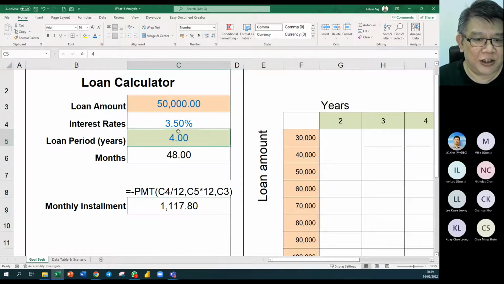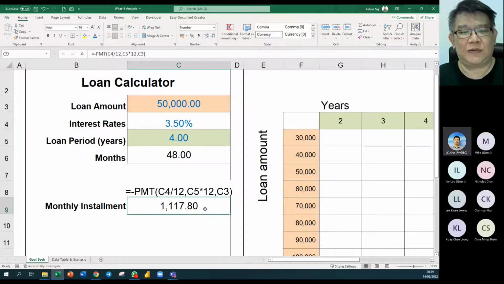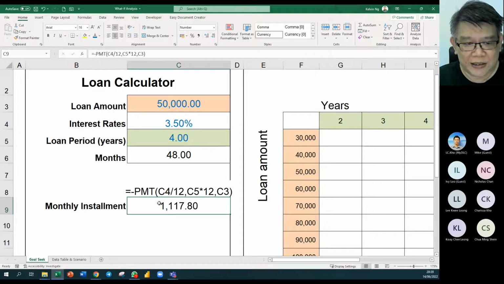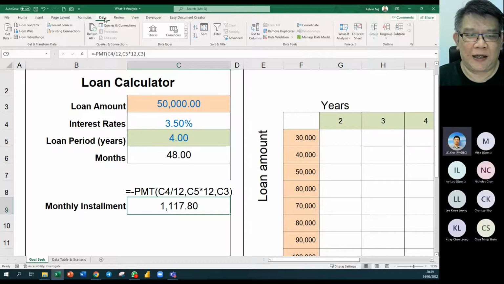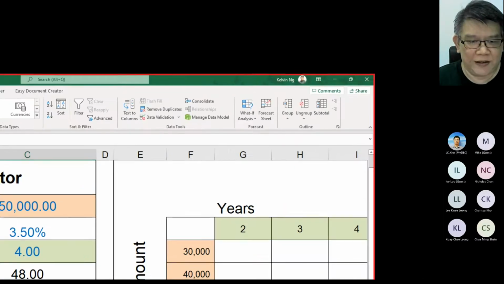And you tell me that you're going to change the loan period. Okay, cool. This is what we're going to do. We're going to click on this C9, then go to Data, What-If Analysis. Can you see there is a What-If Analysis here?